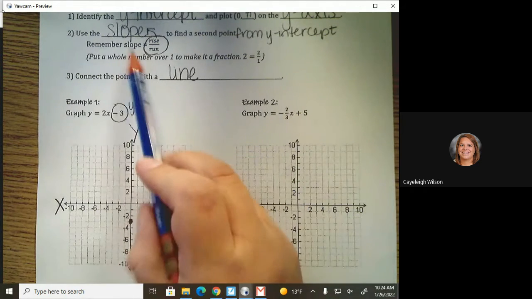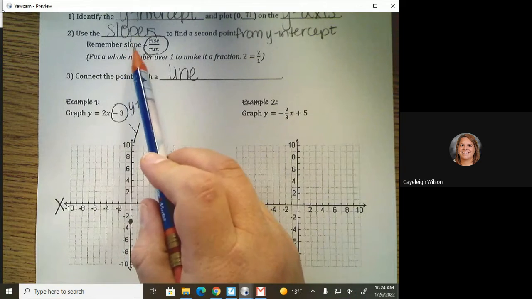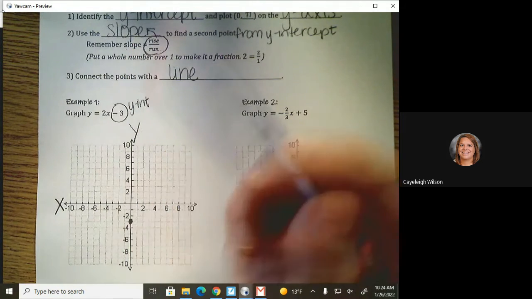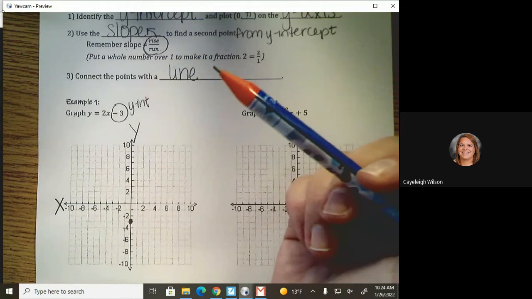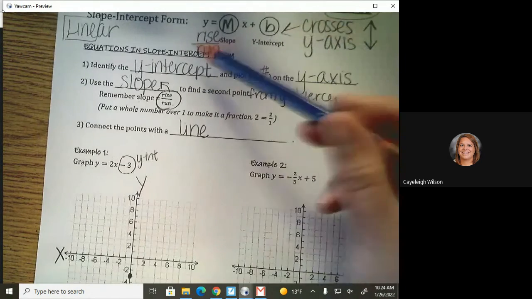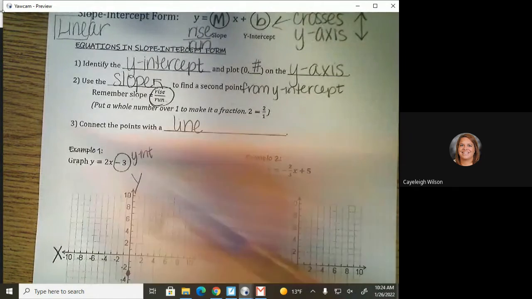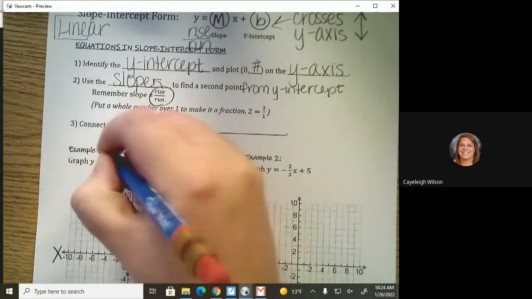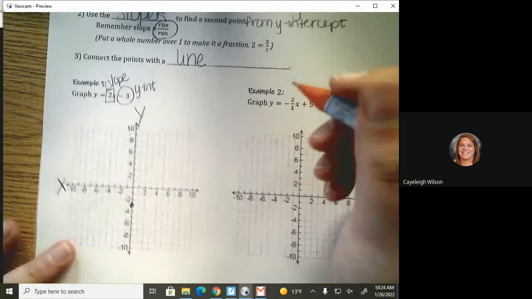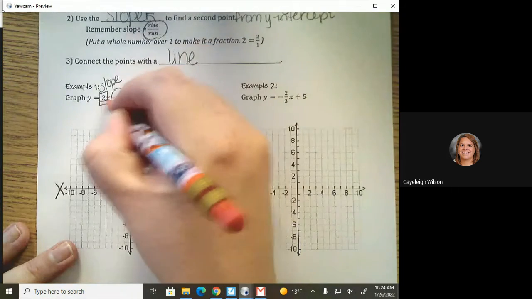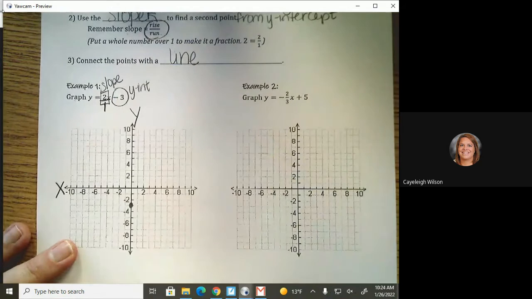And then step 2 says that you're going to use your slope to find a second point from the y-intercept. So what is your slope of this? Looking at this, what's your slope? What number? It's the only other number. 2. So this is my slope. And if slope is not a fraction, like it says right here, put a whole number over 1. So I'm going to make this be 2 over 1.